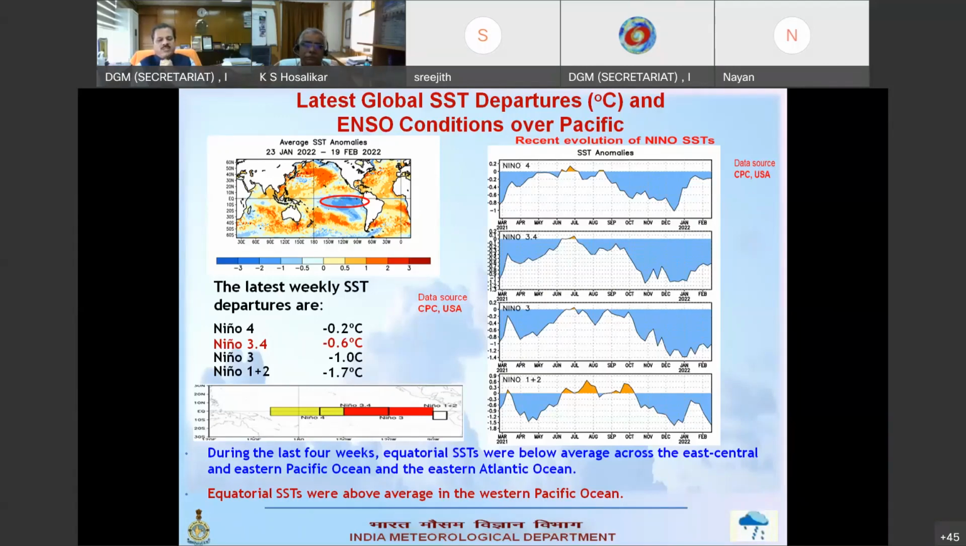Equatorial sea surface temperatures were above normal in the Western Pacific Ocean, which correspondingly gives the average temperature of minus 0.6, that is 0.6 degrees Celsius below the normal temperature over Nino 3.4. I have highlighted Nino 3.4 because it is very much associated with the activities over the Indian region.